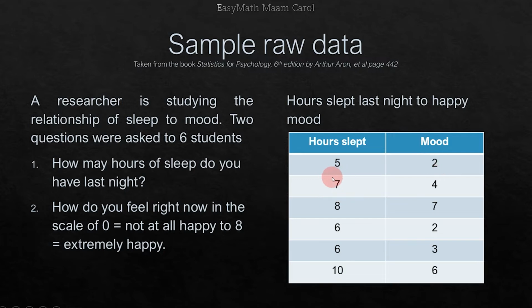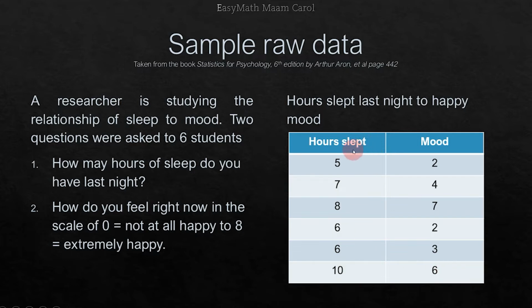Yung isa naman, 7 hours siya natulog, tapos yung mood niya, 4. Yung isa ay 8 hours siyang natulog, tapos ang rating niya sa mood niya ay 7. And then we have 6 hours, 2 lang din yung mood niya. And then another one na 6 yung hours of sleep, 3 yung mood niya. And then yung isa, 10 hours of sleep, and then yung mood niya ay 6. Okay? So, yan yung nilagay na natin.